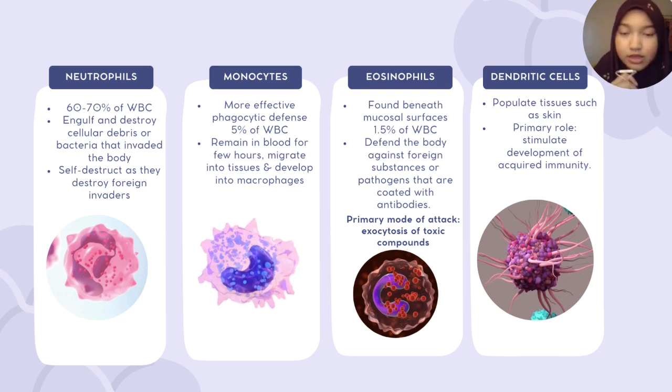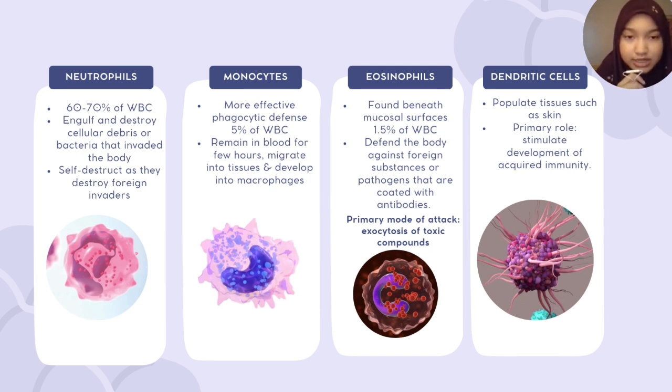Next, monocytes. They are a more effective phagocytic defense and make up 5% of white blood cells. They remain in the blood for a few hours, migrate into tissues, and develop into macrophages. Other than that, we have eosinophils. They are found beneath mucosal surfaces and make up 1.5% of white blood cells. They defend the body against foreign substances or pathogens that are coated with antibodies. Their primary mode of attack is exocytosis of toxic compounds.